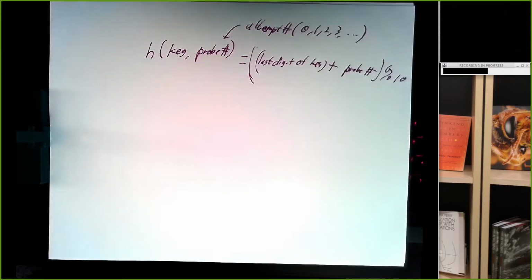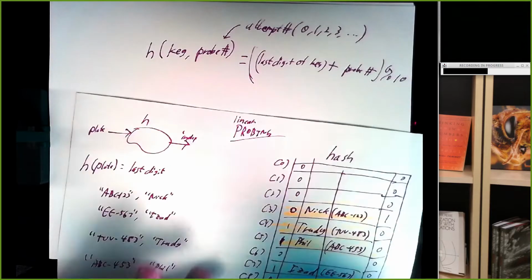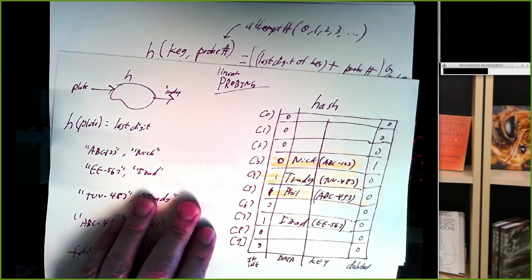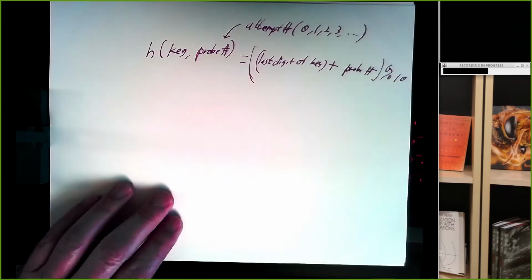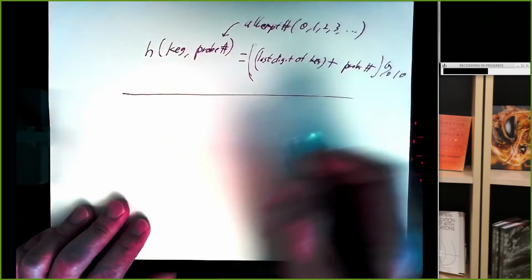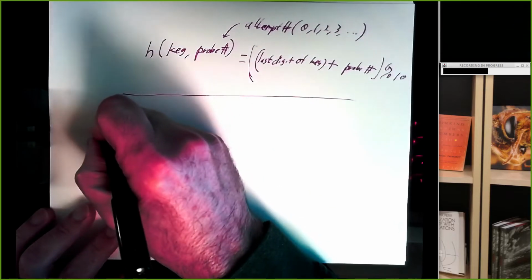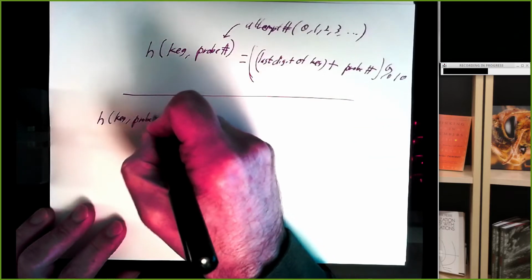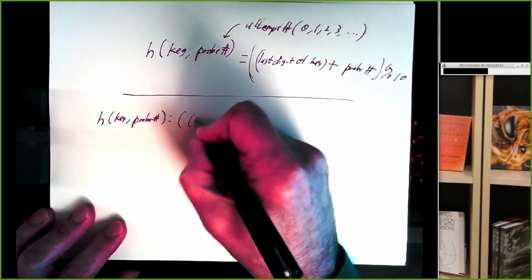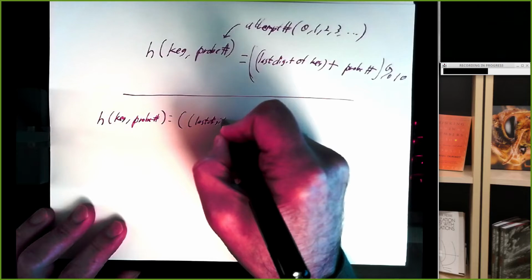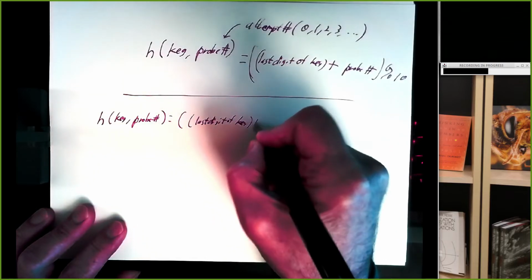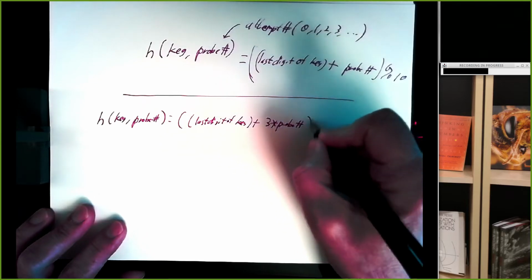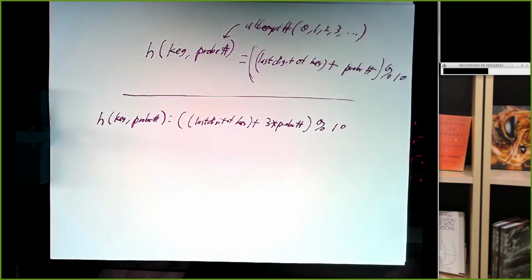And so the function that we're using is, just take the last digit, add the probe number, reduce modulo 10. And that's giving us this clustering effect. So we could have a different function like hash of key and a probe number equals last digit of key plus 3 times the probe number, and reduce that modulo 10.